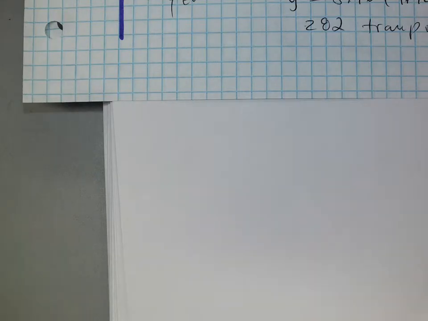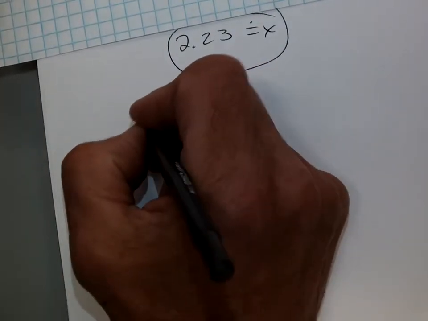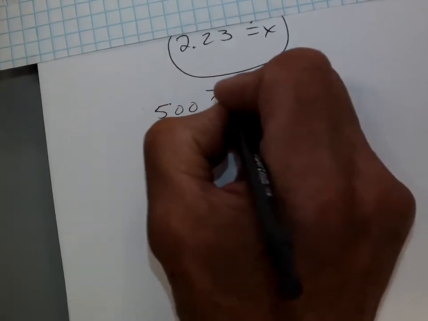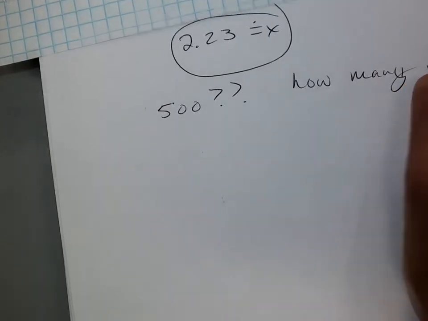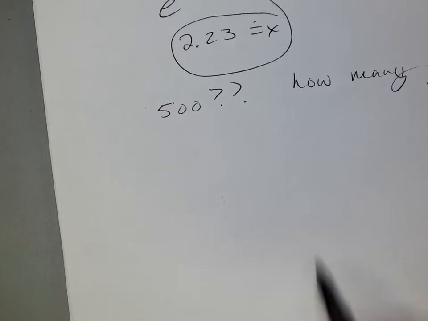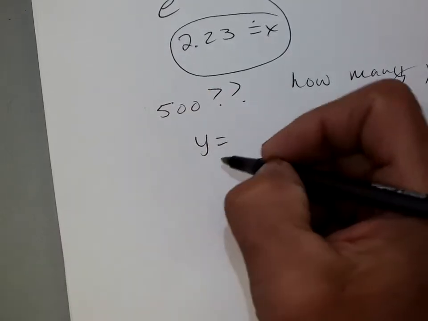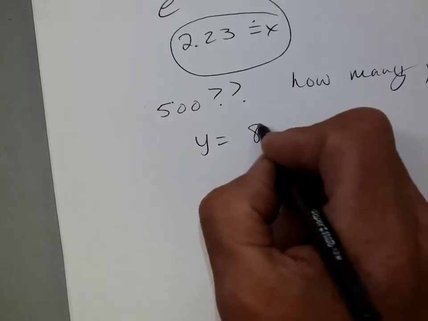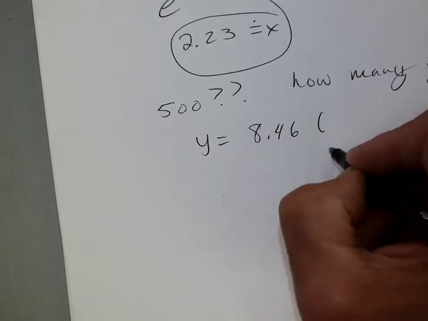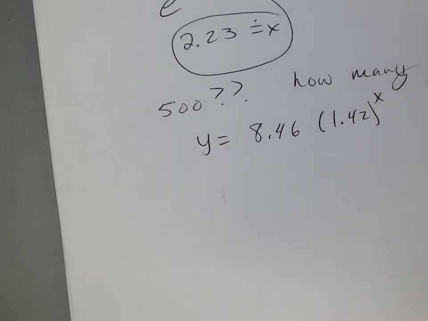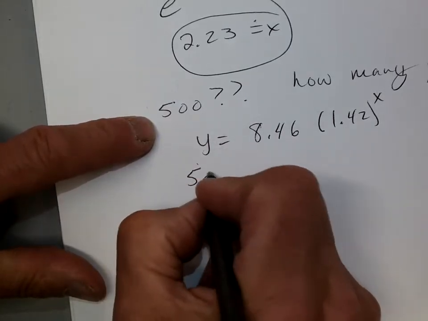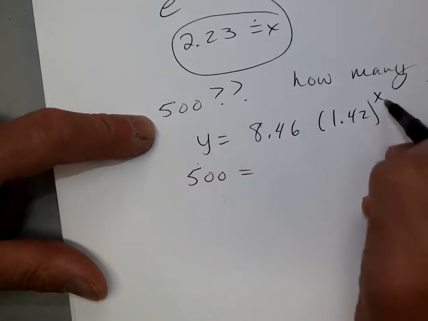So then, finally, almost done. How many years will it take to sell 500? Okay, so now 500. Now to do some math, I can handle this. So we take our equation: y equals 8.46 times 1.42 to the x power, right? So I want to solve for x. In this case, the 500 is the y value because that's the number of trampolines, and x is the years, okay?